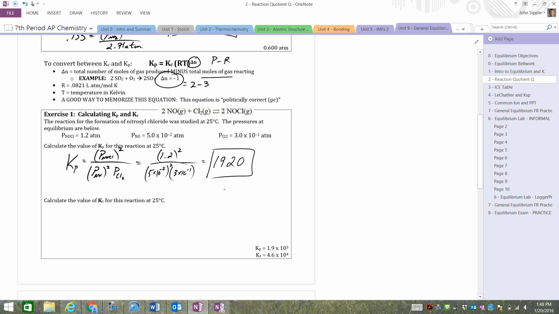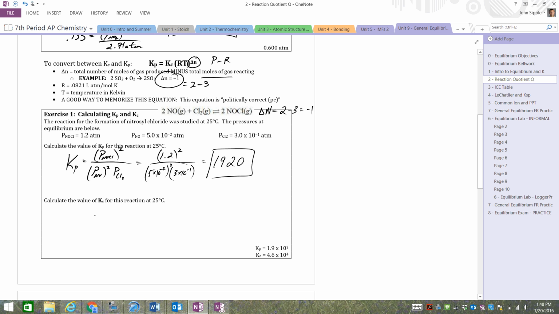Then they want us to calculate Kc for this as well. All we need to do is use our equation here, and what we want to take a look at is the delta n. Delta n in this case is equal to, how many moles of gas do I have on the reactant side? 3. And we have 2 on the product side, so products minus reactants equals -1.